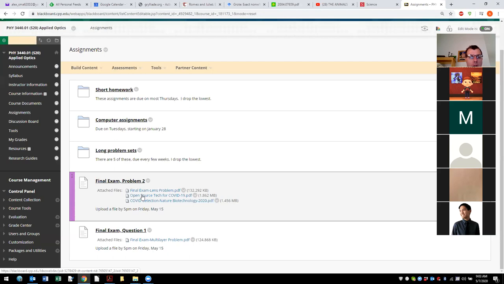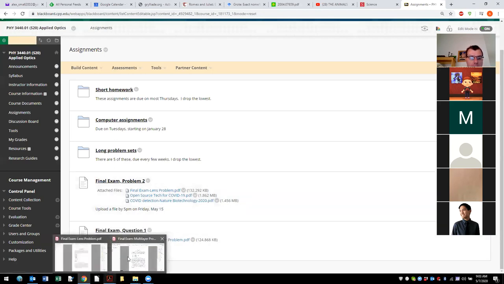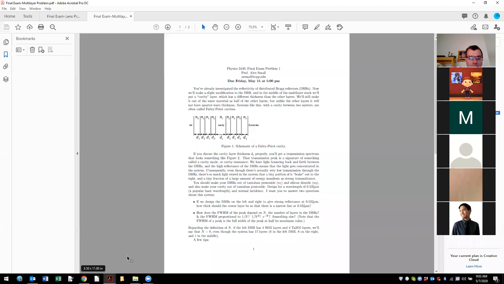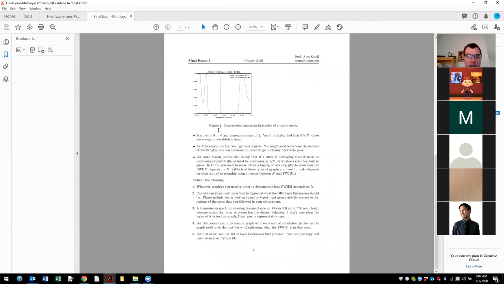All right, so here's what we're going to be doing. You've got two problems to solve. The first one is a fairly physics-y problem. We're going to again consider the distributed Bragg reflectors, alternating quarter-wave layers, except that in the middle of the system, we're going to put a cavity, something that has a different thickness. And I'll let you figure out by trial and error what that thickness should be. And if you pick it correctly, you're going to get something that looks like this.